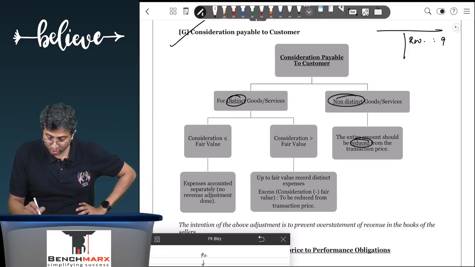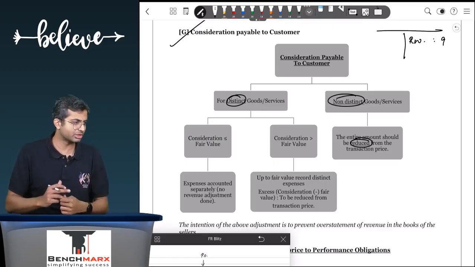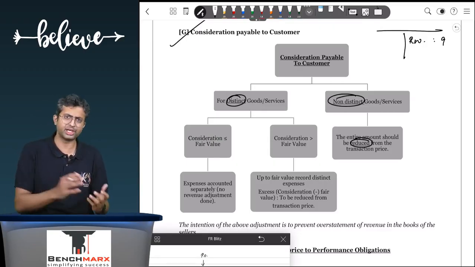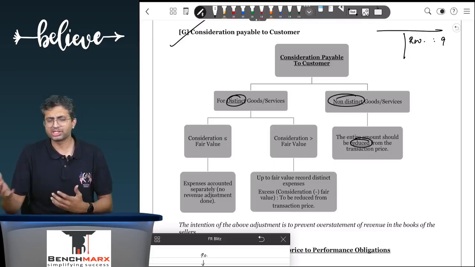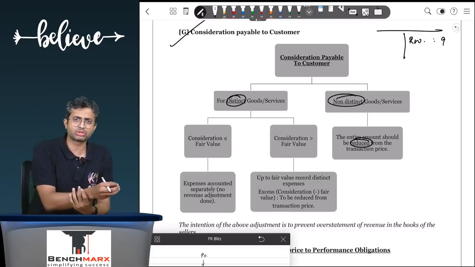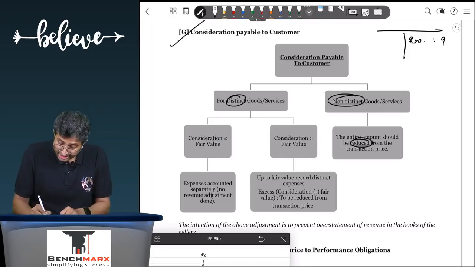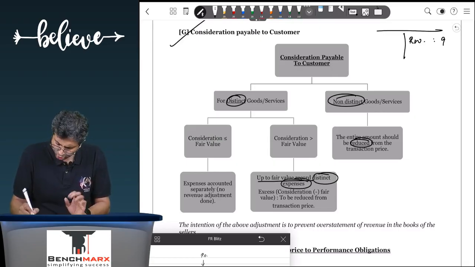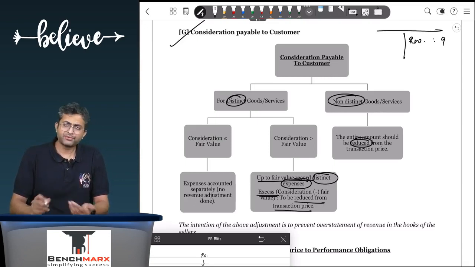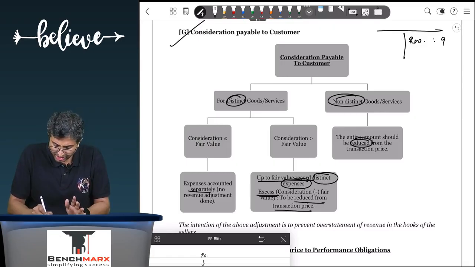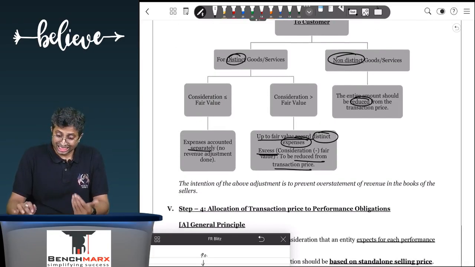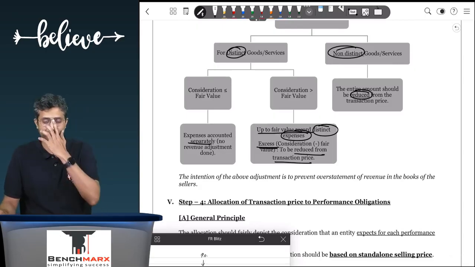However, if there are distinct goods and services and the consideration is more than the fair value, like for example in this case, the consideration is, let us say, 1 crore and the fair value is 20 lakhs, then up to the fair value, record distinct expenses, that is up to 20 lakhs, and the excess, that is 80 lakhs, is to be reduced from the transaction price. If it is up to fair value only, then expenses are accounted separately, no separate revenue adjustment is to be done. This takes care of your step number 3, the longest of the steps.